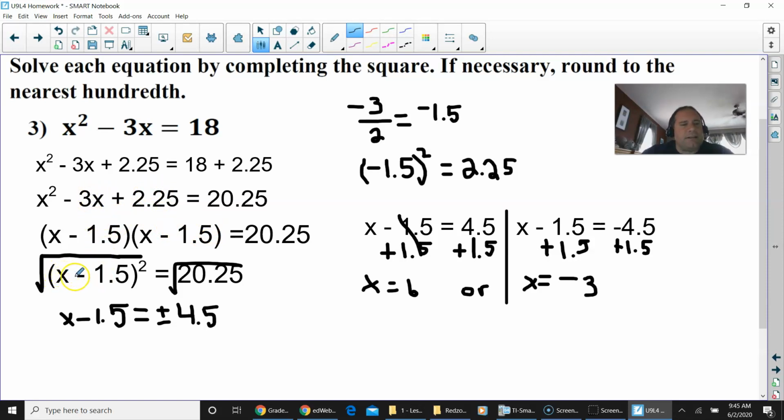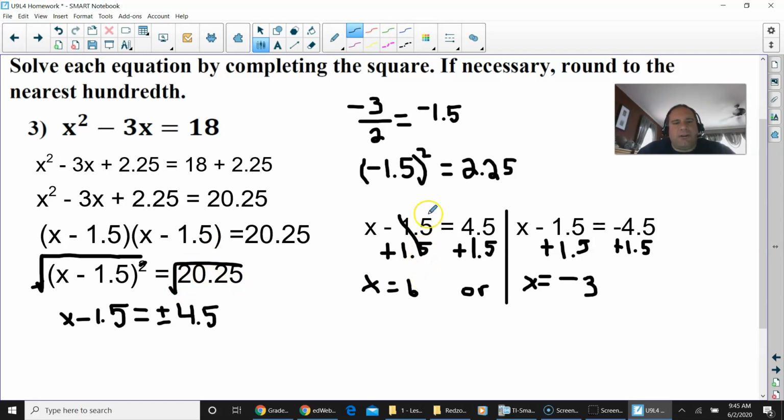So for x minus 1.5 squared, you square root both sides because you want to get rid of that squared. The squared and the square root cancel out. You have x minus 1.5 equals plus or minus 4.5. The 20.25, you square root it and you get 4.5.